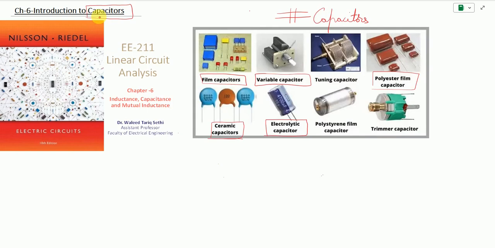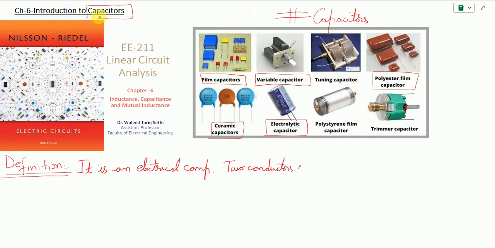Let us start first with the basic definition, or how the understanding of capacitors is built. As I mentioned, a capacitor is an electrical component. Normally, its construction involves two conductors with a dielectric in between, or normally we say an insulator sandwiched between them.